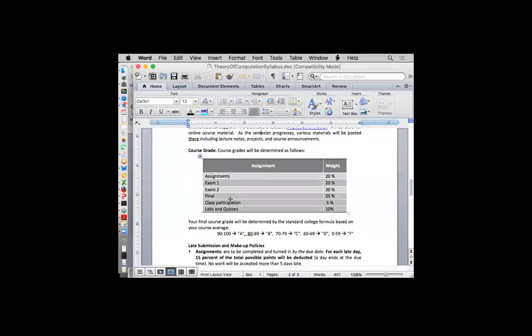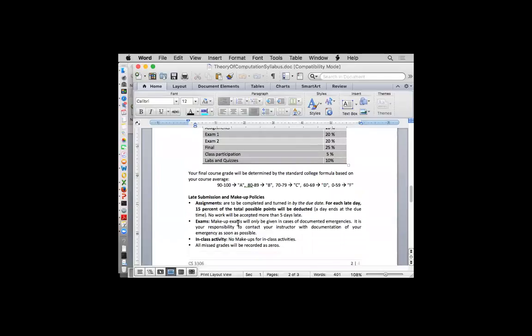So the grading criteria, this is what you guys care about, right? You don't care about anything else, just the grading. There are going to be assignments, 20%. There are 2 midterms, 20%, final 25%, class participation 5%, and then some in-class labs and quizzes, 10%. Fair enough. It's not like 100% for the final exam, right? That would be terrible.